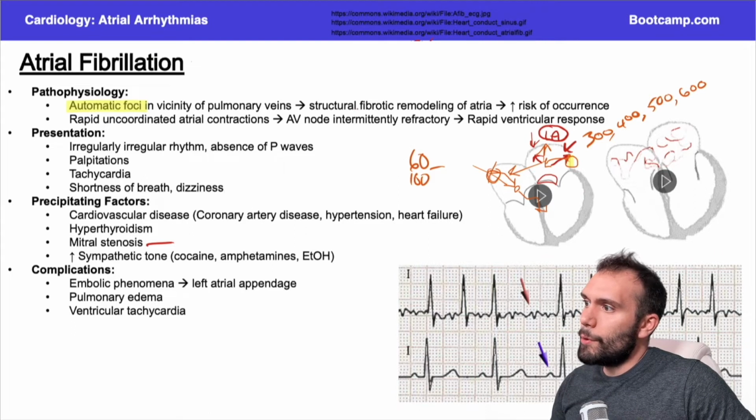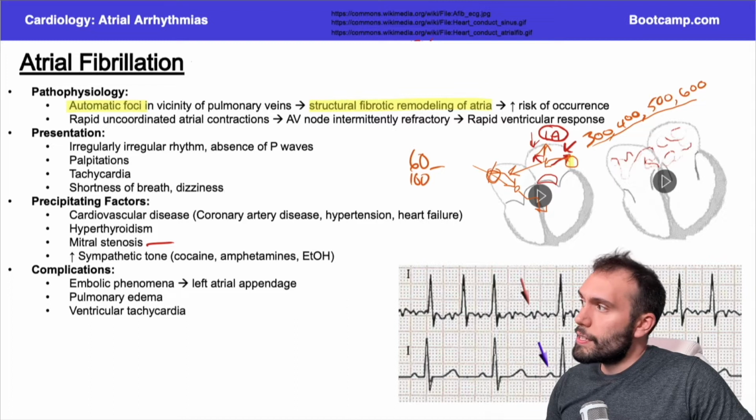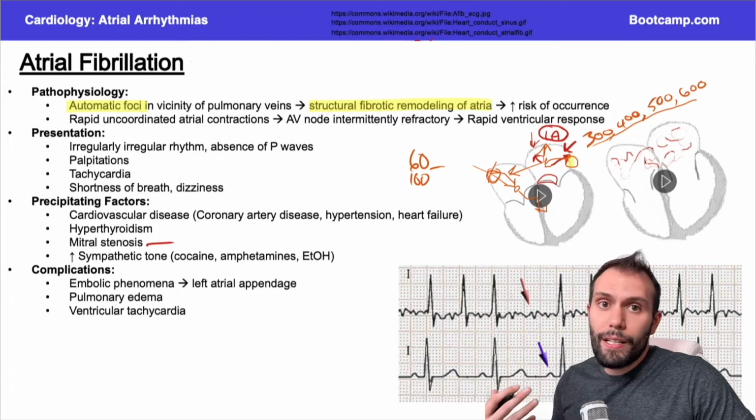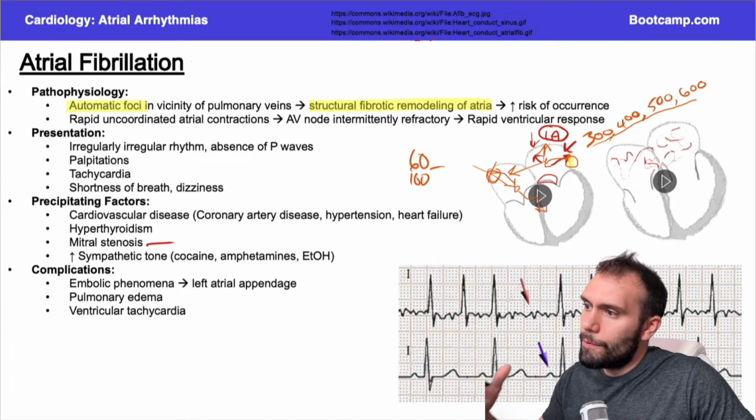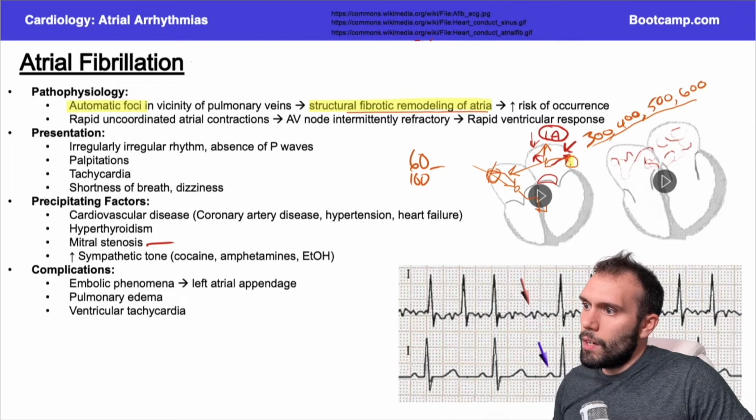And over time, if this is persistent, if this keeps going on, you're eventually going to get structural remodeling of the atria. Even if it's not at these high heart rates, you can still get structural remodeling because the heart isn't contracting the way it's supposed to. It's not following this organized pattern of the SA node originating the impulses and then conducting down its electric circuit. So over time, if a patient has AFib, they get this remodeling from all of these signals being sent from these automatic foci, and that eventually increases the risk of getting even more automatic foci.